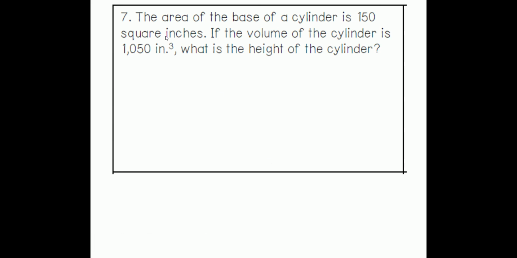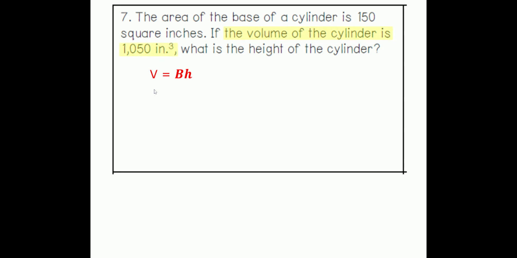So let's start some word problems. The area of the base of a cylinder is 150 square inches. If the volume of the cylinder is 1,050 inches cubed, what is the height of the cylinder? Let's go back to our original formula, which is V equals big B times H, because they do give us the area of the base, which is big B.